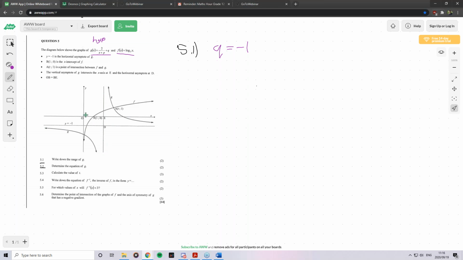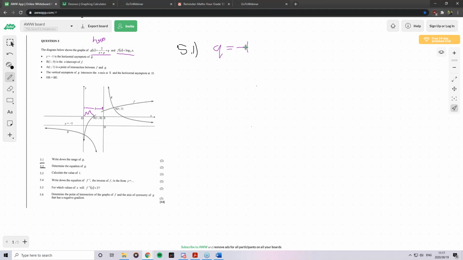Now they're saying that OB, this distance here, is equal to, this looks terrible. Let's just leave it there, whatever. This distance here is equal to the distance here. OB is equal to BE. We'll get back to this later.